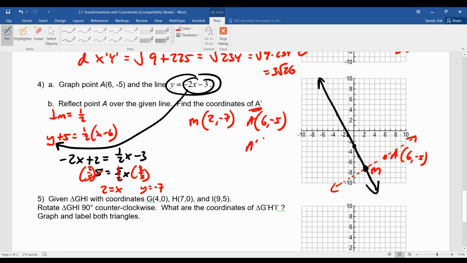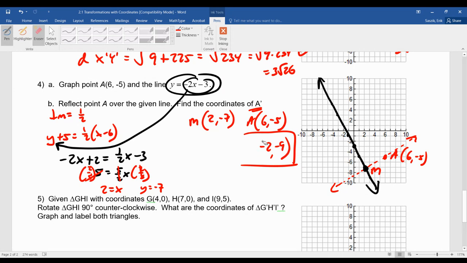So I could do A prime. How did I get from 6 to 2? I subtracted 4, subtract 4 again. How did I get from -5 to -7? I subtracted 2, subtract again, and I'm done. But that can be deceiving. That only works when your numbers are nice. If you have fractions, that'd be very challenging. Okay, so just remember that answer.